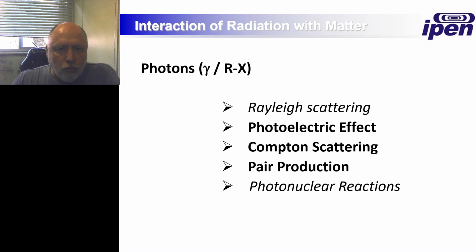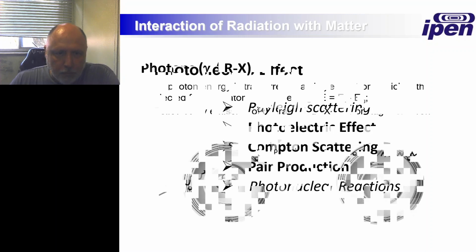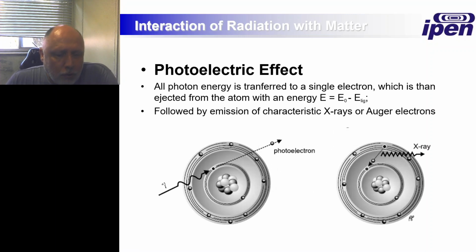So let's go to what really, one way or the other, makes a difference in shielding the radiation or in damaging the target. So the photoelectric effect is the most simple to understand. The gamma ray or X-ray comes here. It gives all its energy to one single electron, and this electron is ejected from the atom.